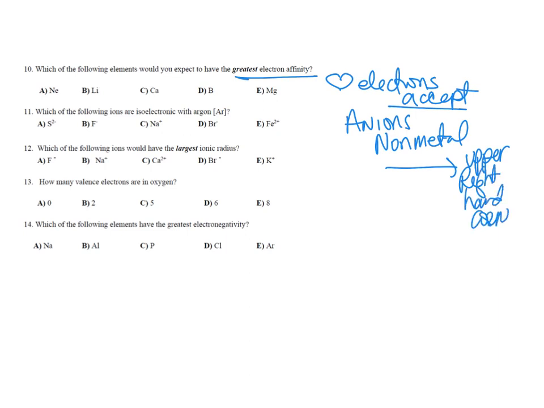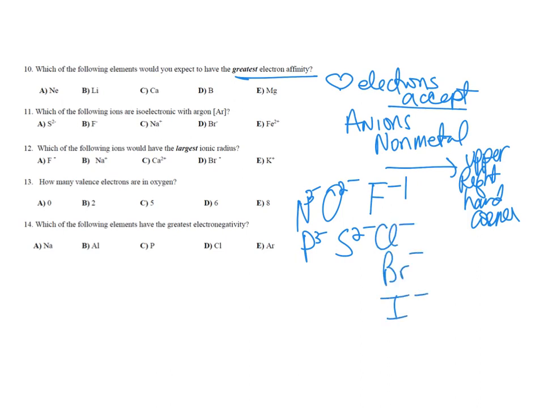And it's not going to be any of your noble gases because they're not going to accept electrons. But like fluoride, oxygen, nitride, phosphide, sulfide, chloride, bromide, iodide. These are the elements that have affinity. Lithium tends to form a +1, calcium a +2, so they lose their electrons. Boron, pretty much a +3, but boron's going to be out of this group, magnesium 2+.